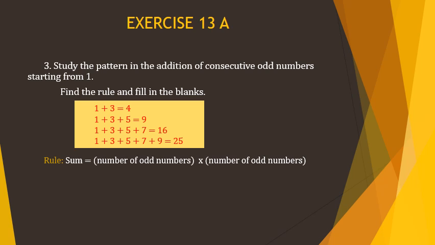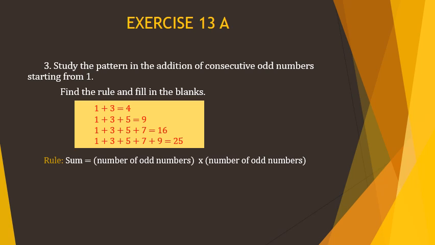In the second one, the total number of odd numbers which are used in addition is 3. So 3 multiplied by 3 is equal to 9. In the third one, you can see the total number of odd numbers is 4, isn't it? 1, 3, 5 and 7. So there are 4 odd numbers. So 4 multiplied by 4 is equal to 16.